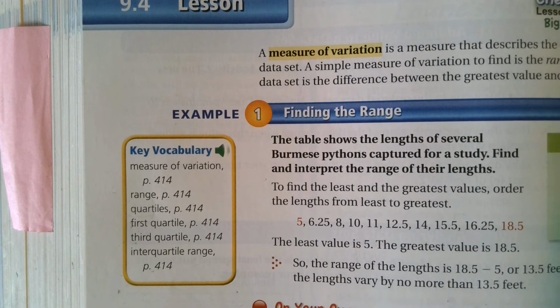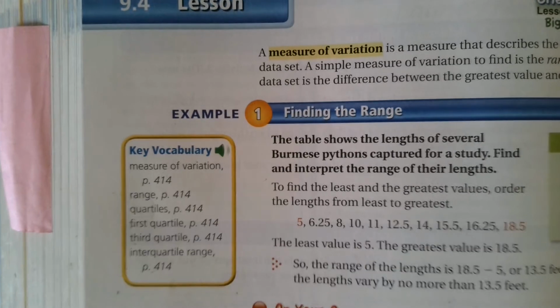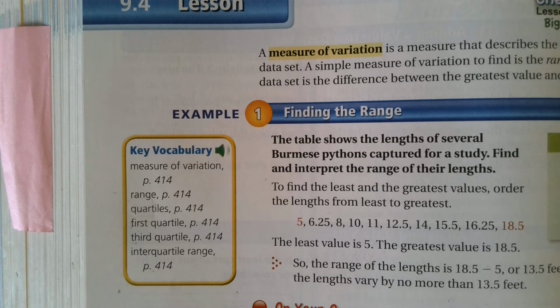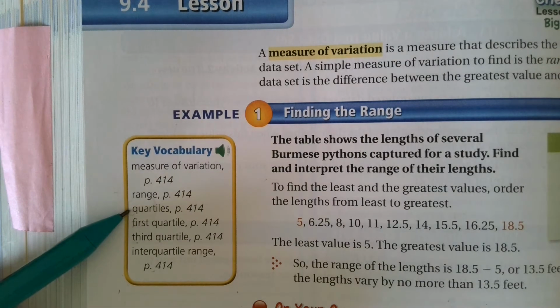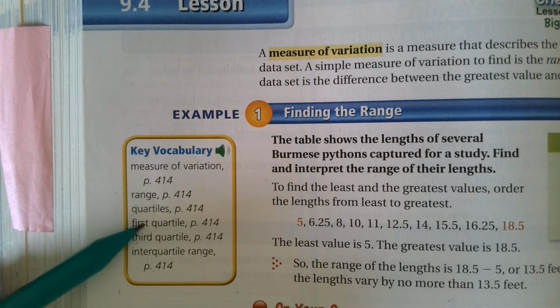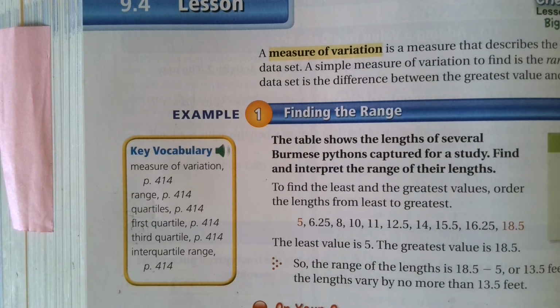The range, we did start doing the range before break. Remember, that's the difference between the greatest value and the least value in a data set. So again, it's going to be very important for you to put the data in order from least to greatest. The next word you have is quartiles. That means the data is divided into 4 equal parts. If you think about a quart, there's 4 quarts in a gallon. So quartile means 4, or 4 quarters in a year, or 4 quarters in a dollar.